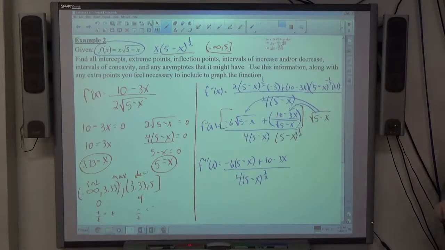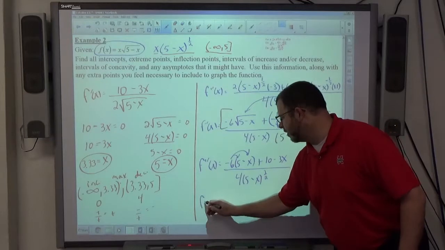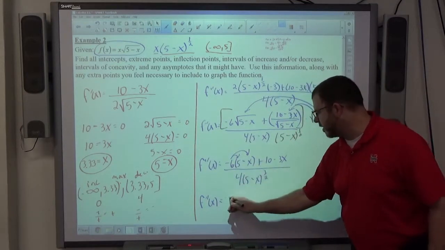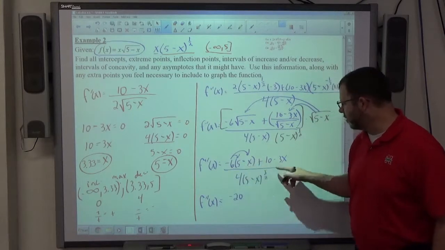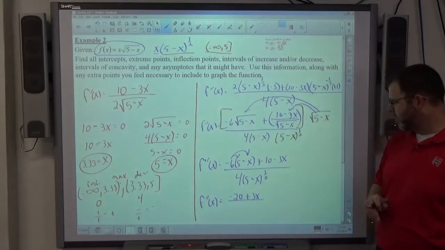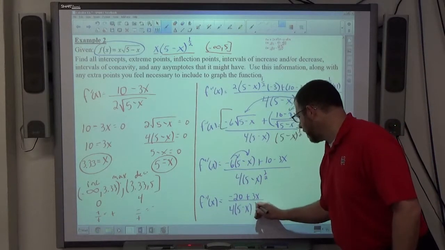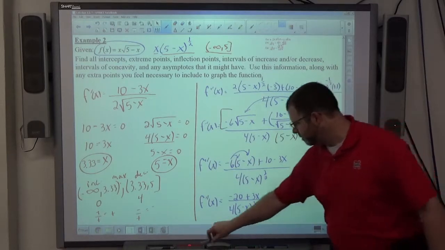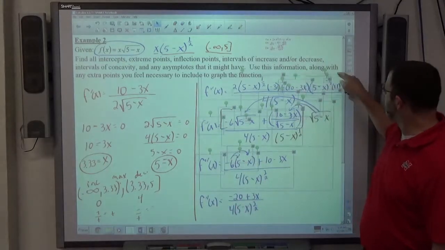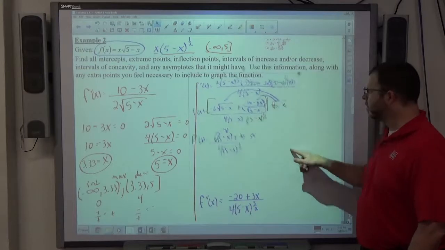And then all that's left to do is just combine like terms after distributing. So f double prime of x equals, negative 30 plus 10 is negative 20. Positive 6x minus 3x is going to be plus 3x. All that goes over 4 times (5 minus x) to the 3/2 power. And just like that, we have our second derivative, as simple as we possibly can. Throw my scratch work back on the scratch paper.